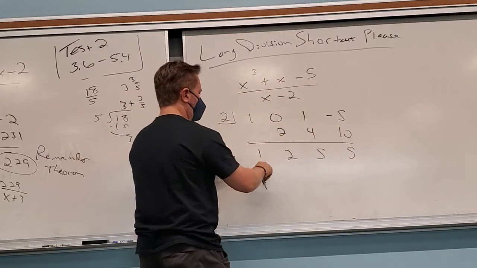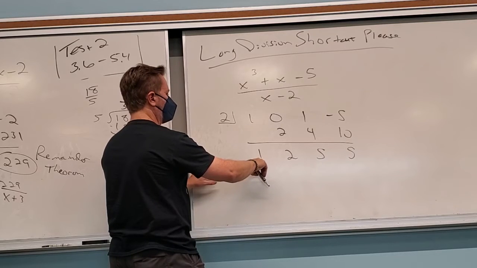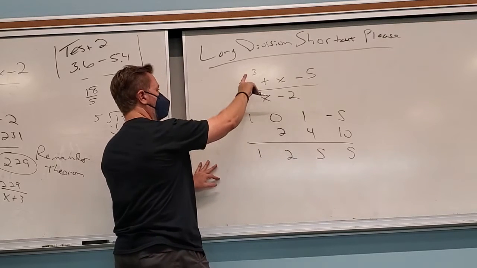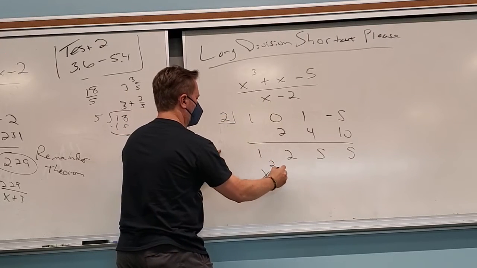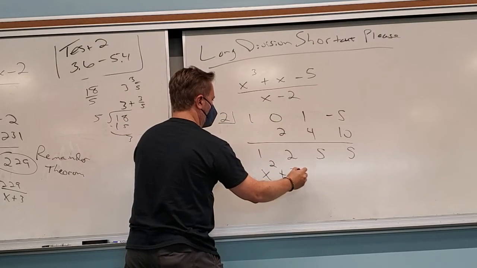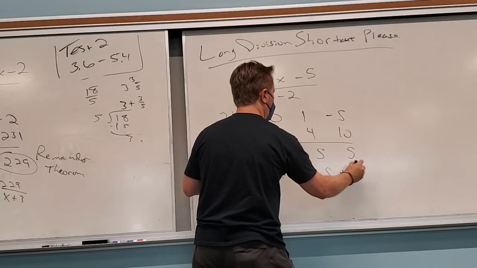So again, what would this be? 1 in front of x to the what power? No, it was x cubed. I divided it by x something, so it's going to be x squared plus 2x plus 5 plus 5 over x minus 2.